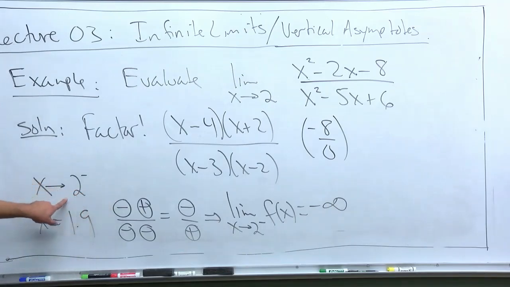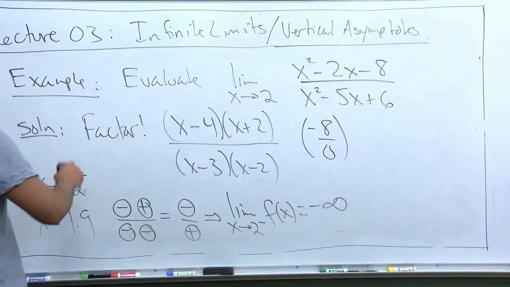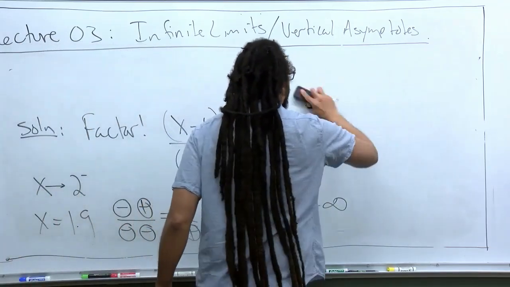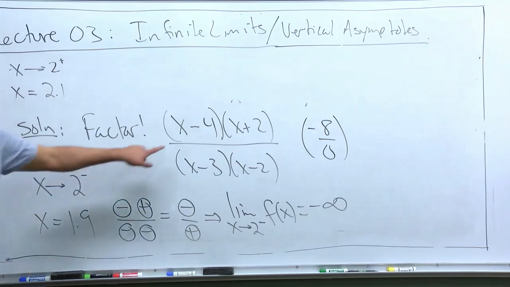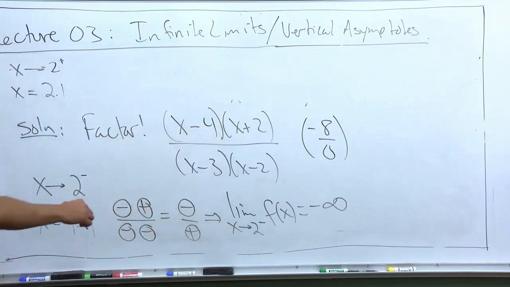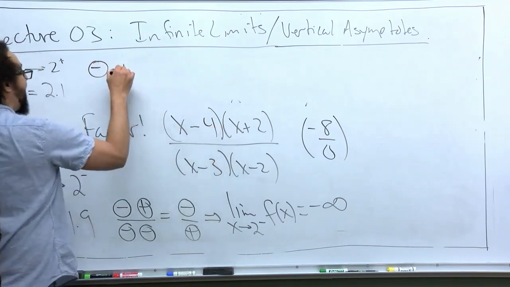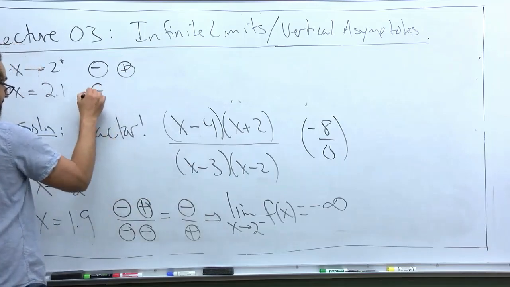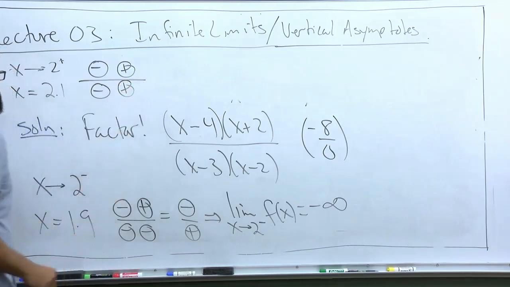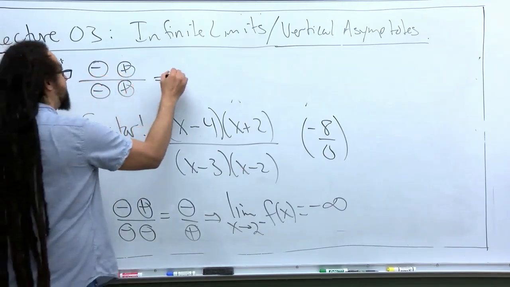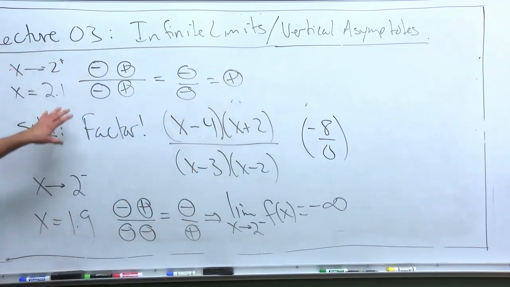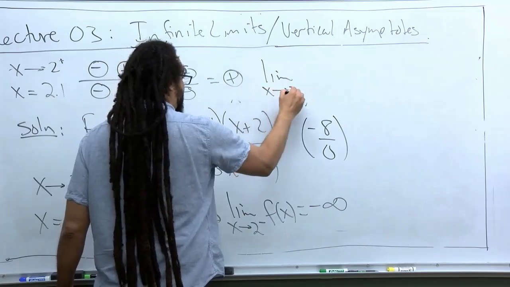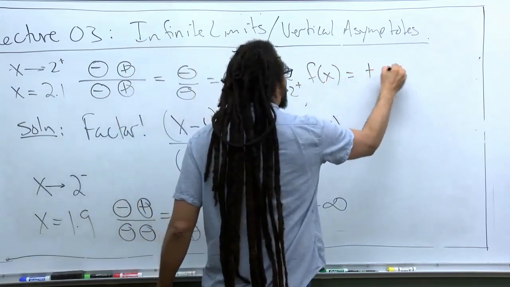Now I want to look at the limit as x approaches 2 from the right. So I want to look at numbers close to 2 to the right of 2. Let's try 2.1. When I plug in 2.1, what kind of sign am I going to get? Here, a negative. Here, a positive. In the third term, a negative. And then 2.1 here gives me a positive. So negative times positive is a negative in the numerator, and negative times positive is a negative in the denominator. Negative over a negative is a positive. So the limit as x approaches 2 from the right is going to be positive infinity.